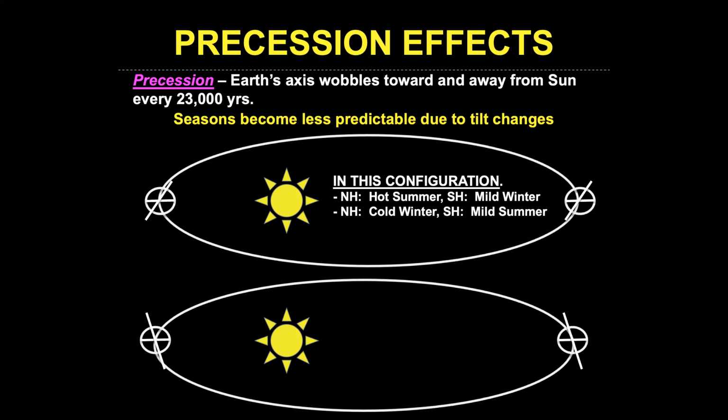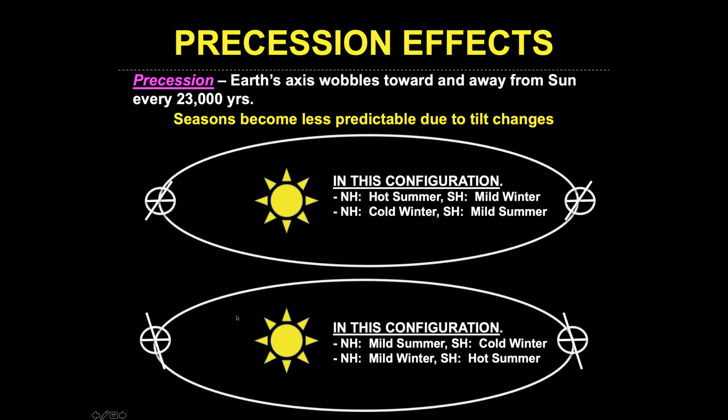In this particular configuration, the northern hemisphere would have a hot summer, and the northern hemisphere would have a cold winter. Can you see that? Northern hemisphere tilted away, but far, tilted toward, but close. Southern hemisphere would be mild. That would be like the example we showed earlier.